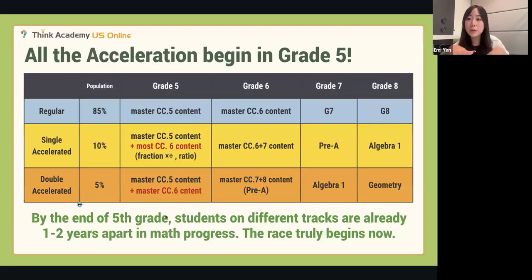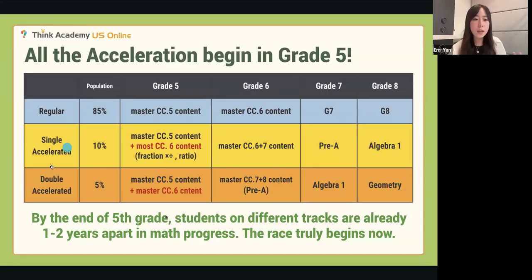So let's look more specifically into those three levels. For the regular track, the 85%, they're going to master grade 5 content in grade 5, grade 6 content in grade 6, and then all the way down through 7 and 8. And for the single accelerated, what's going to happen? They're going to learn most of the Common Core content of grade 6 when they reach grade 5. What does that mean?